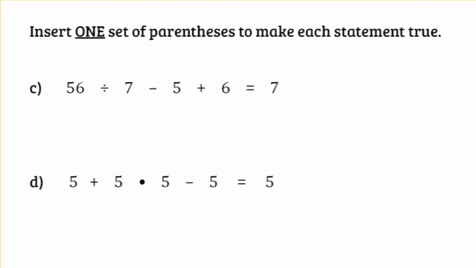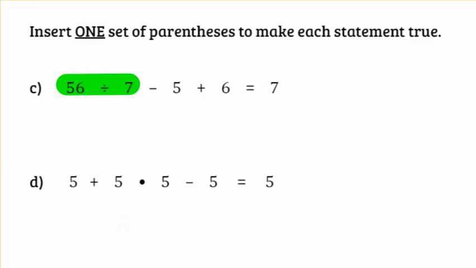For the second part of this concept check, you had to insert one set of parentheses somewhere to make the statement true. So for C, we know that we want our answer to be 7. If we were just to leave it as it is, well, let's think about what that would be. We would need to divide first. 56 divided by 7 is 8. And then we would do subtraction next, and then addition. 8 minus 5 is 3. 3 plus 6 is 9. So clearly we need to change it up somehow.